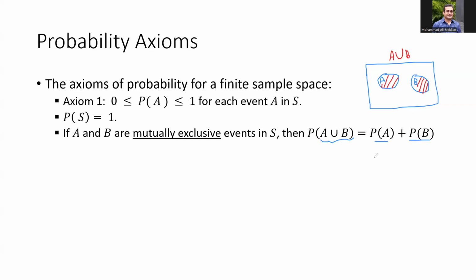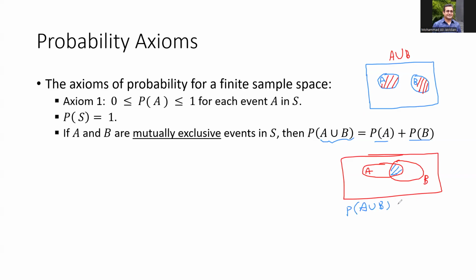So in the case that there is an overlap between A and B, it's not difficult to see that the probability of A union B equals P of A plus P of B minus P of A intersection with B.